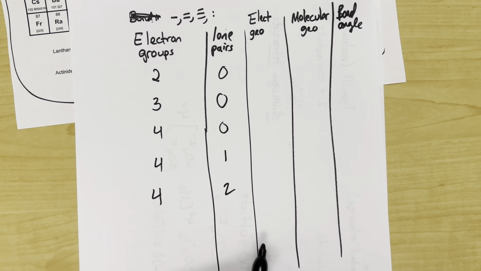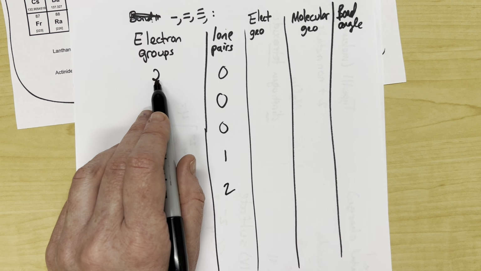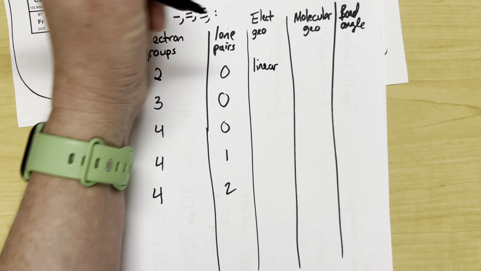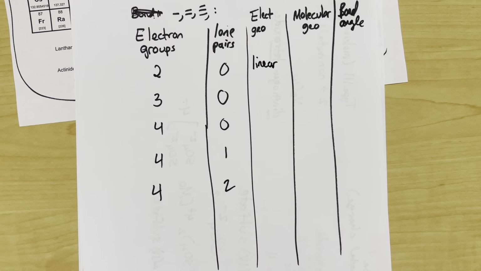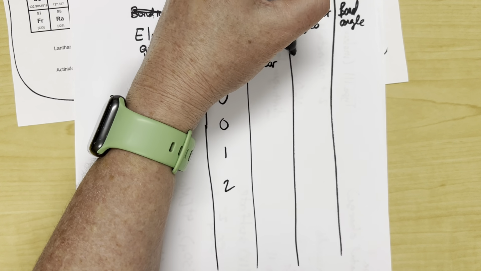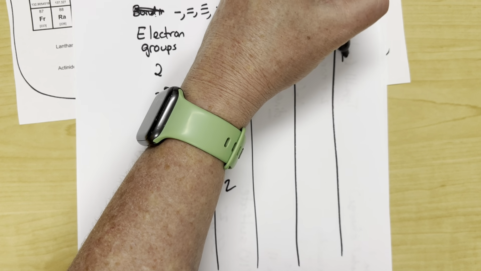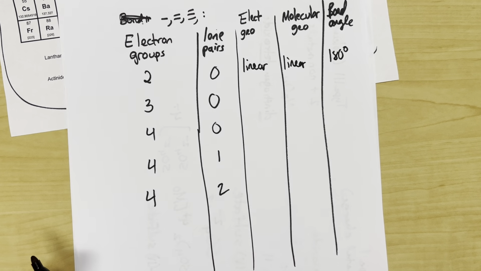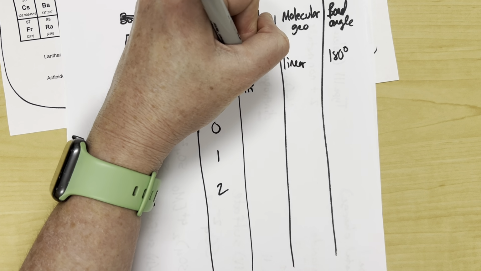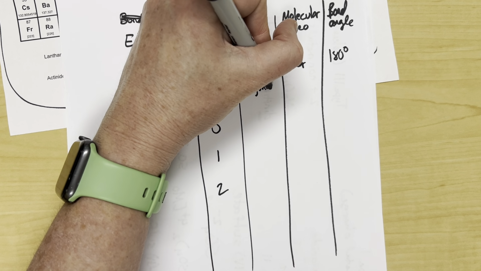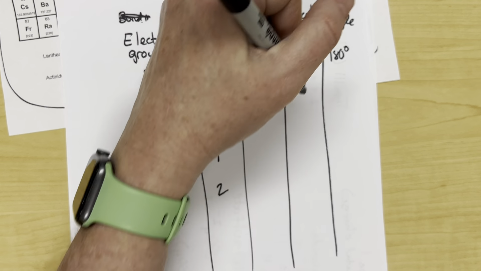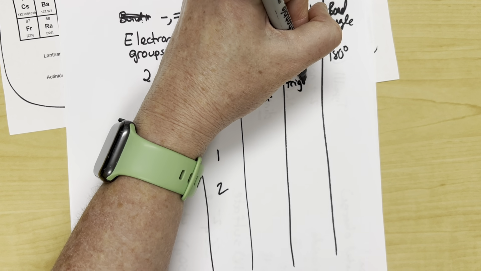The electron geometry, when it has 2 electron groups and 0 lone pairs, we said it was linear. Remember, the point is to get those electron groups as far away from each other as possible. We also said anytime the lone pairs are 0, the electron and the molecular geometry are going to be the same, so this is linear. It's got a 180-degree bond angle. For 3, 0, we said that looked like a triangle in a plane, and that's why we called it trigonal planar. Once again, we had 0 lone pairs, so this is also trigonal planar.